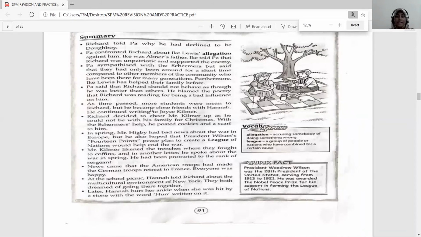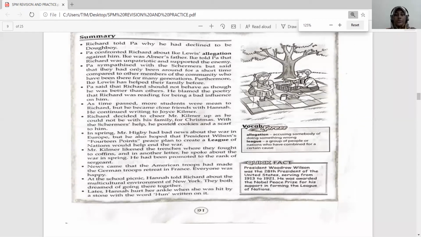As time passed, more students were mean to Richard, but he became close friends with Hannah, right? He doesn't bother even though the whole world is against him because he knows that they are not doing the right things, okay? And what he's doing is actually right. So he became more close with Hannah. He continued writing to George Kilmer as well.